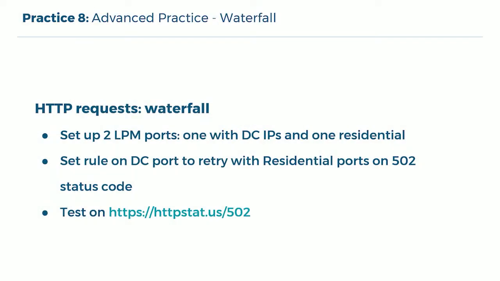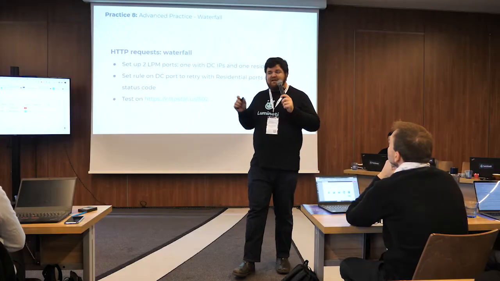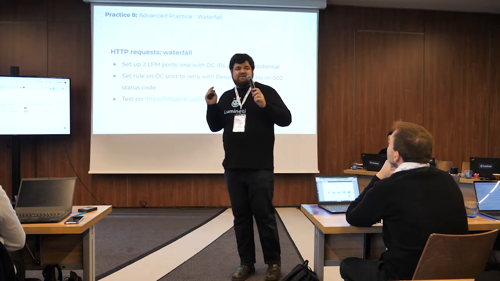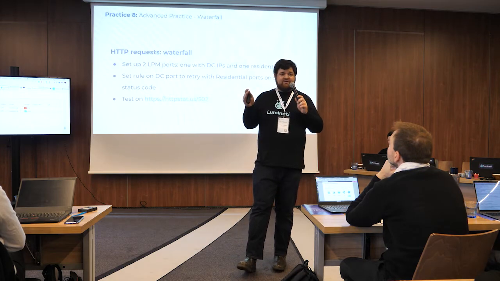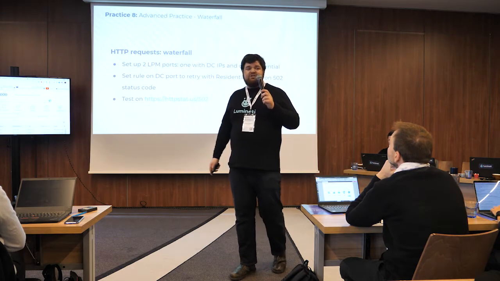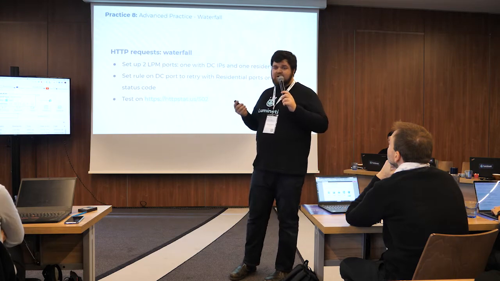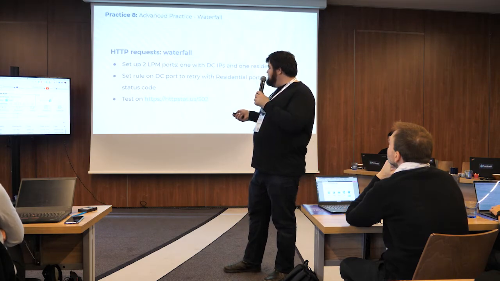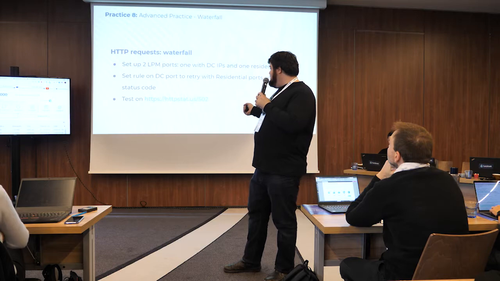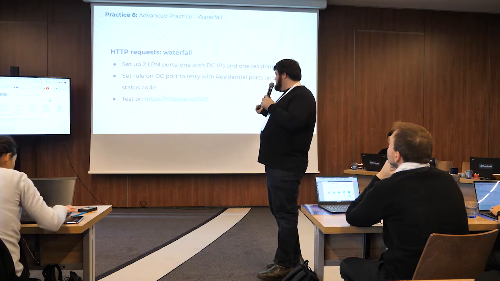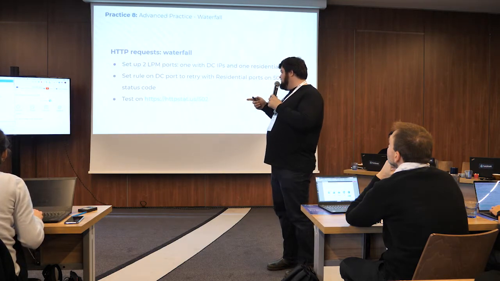So we're going to try out setting up in the LPM, we're going to open up 2 ports. One is going to use data center IPs, one is going to use residential IPs. And we're actually going to send our traffic only to the data center port, but we're going to change the rules, so instead of retrying the request, it will send it on and retry it with the residential IPs. So let's go back to the start, look at the ports.